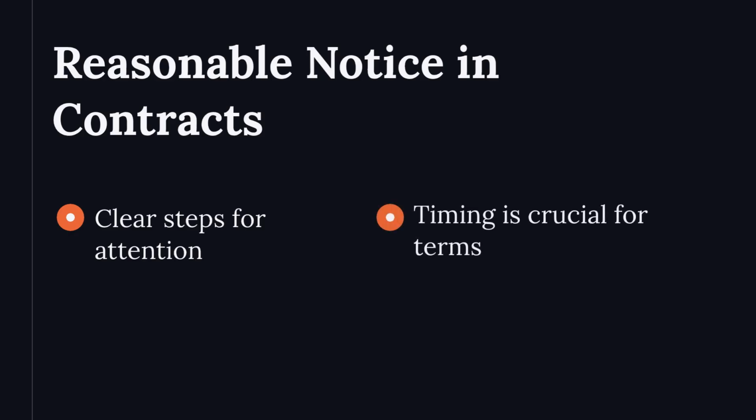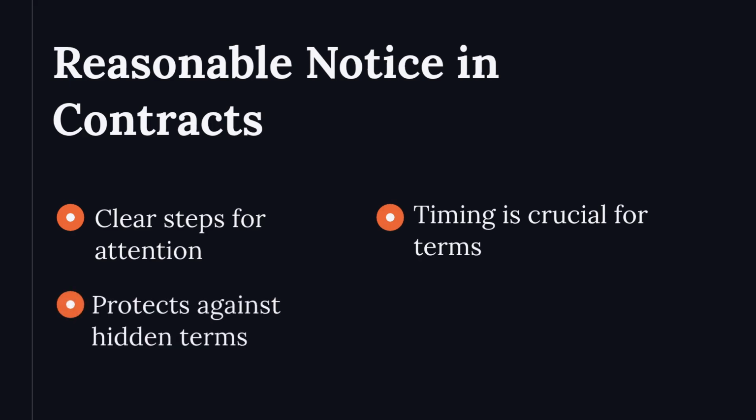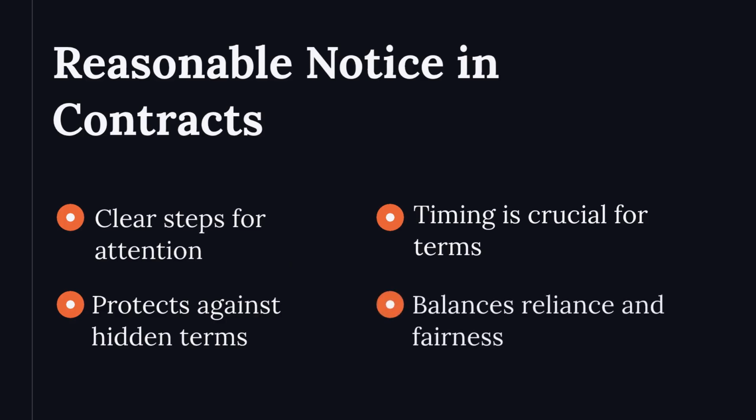Reasonable notice allows reliance on terms without signature. Courts require clear steps to draw attention to terms. Timing is crucial. Late terms are unenforceable. This protects parties from hidden or unexpected terms. Reasonable notice balances business reliance and fairness.